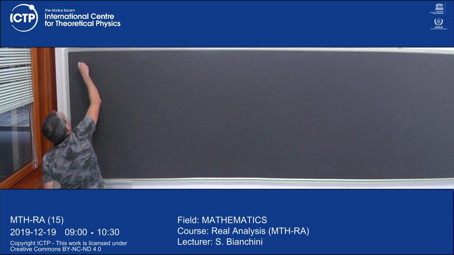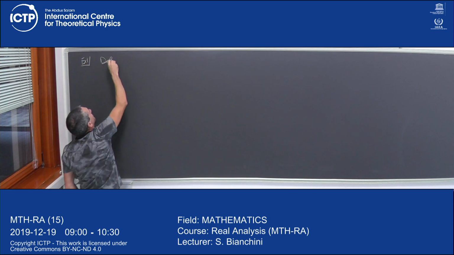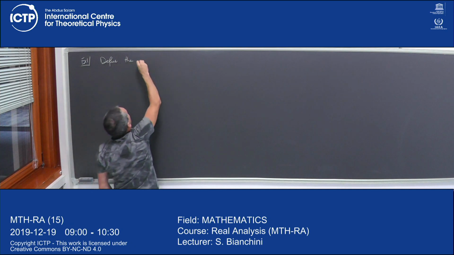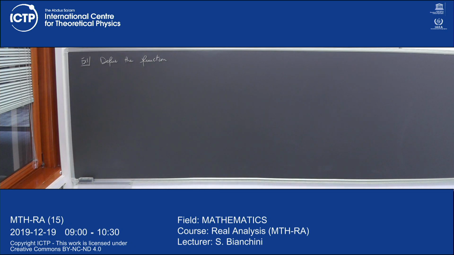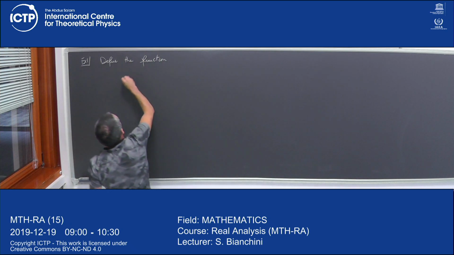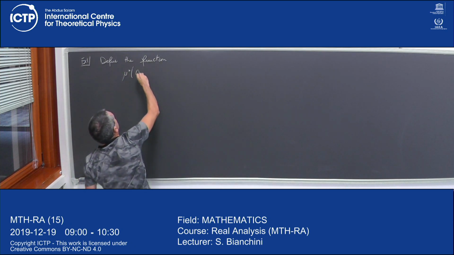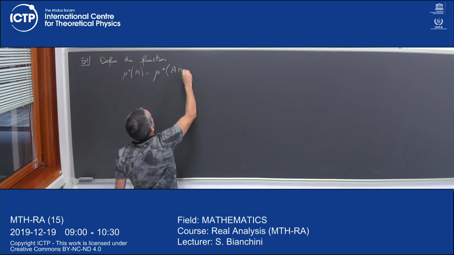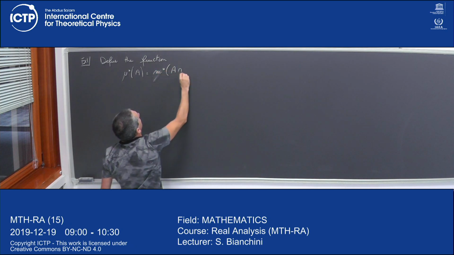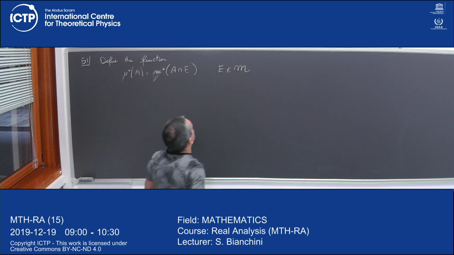First exercise. So define the function mu star of any set A as equal to the outer Lebesgue measure of m star of A intersection E, where E is a measurable set with respect to Lebesgue. Okay?